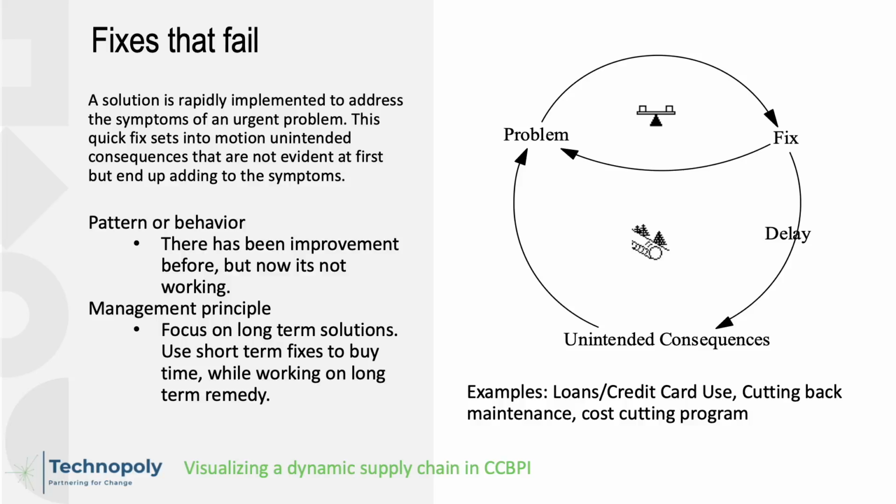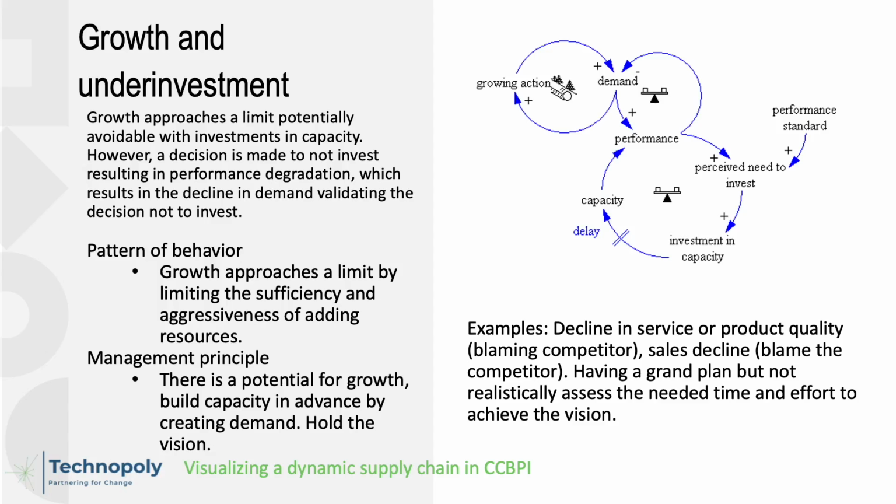Some examples of this might be familiar with the other archetypes, that's shifting the burden, but in this case, fixes that fail are the correct solutions for a localized or non-holistic view. But there is a side effect that wasn't intended, and that's where fixes eventually fail. Credit card use can be a good tool, but eventually that can lead to a problem if you're not able to manage your credit card well. Cutting back on maintenance can be something, but eventually that will lead to more problems in maintenance. Or any cost-cutting projects or programs that you may have could result in unintended consequences.